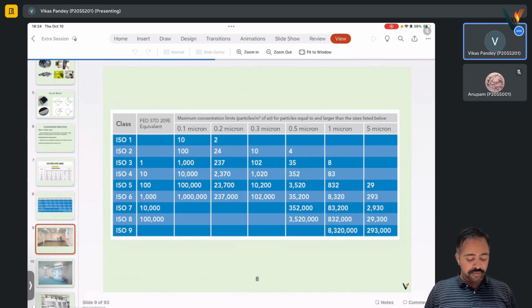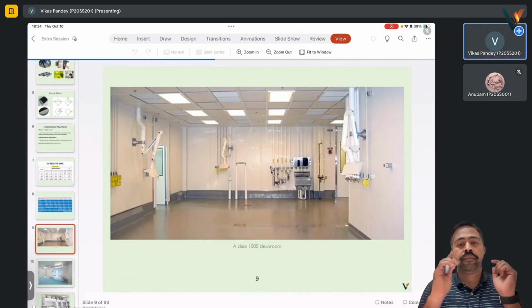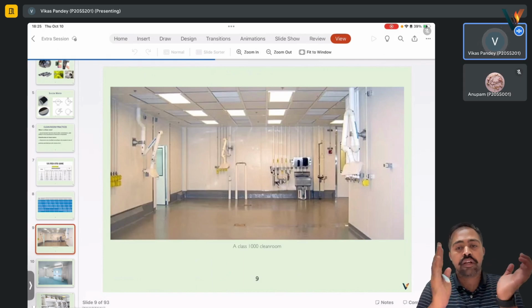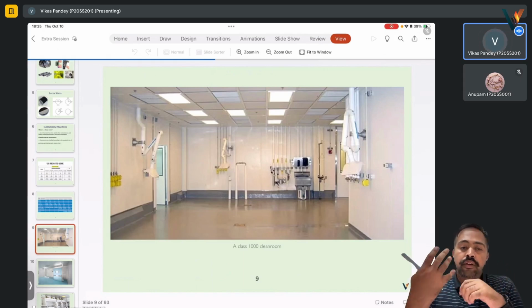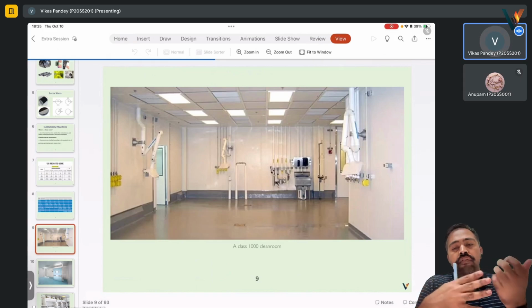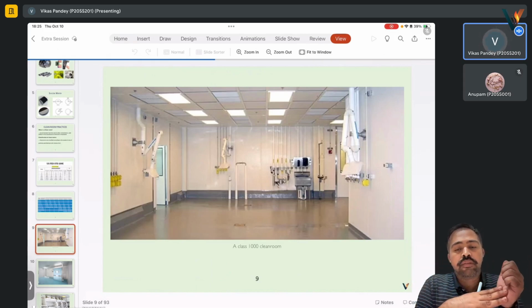So how does a clean room look? This is a class 1000 clean room. You see everything is closed. Laminar flow is maintained, and the whole environment is fully controlled using air filters, with laminar airflow maintained to have a controlled environment. Light, everything is controlled.